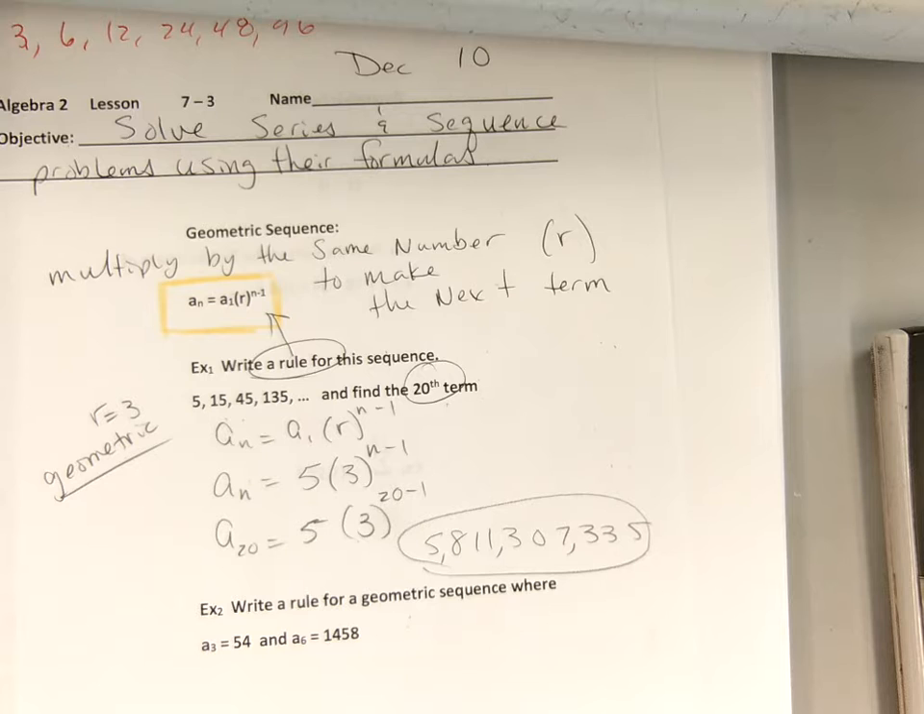5,807,337, okay? Woo! I calculated the whole thing. I put it in my calculator here. What did I find? Well, I found the 20th term. I could have kept going, kept going, kept going, or I just used my formula, like turbo to the 20th term, right? Okay, not too bad. Okay, all right, example 2.